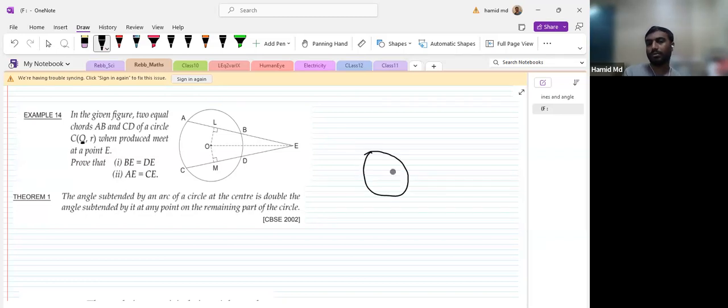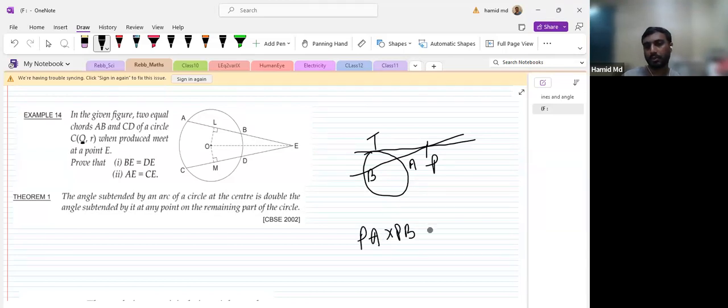Now that theorem is not over here. See, this is P A, this is B, this is D. So PT is the tangent and PAB is the secant, right? Then PA into PB is equal to PT square.